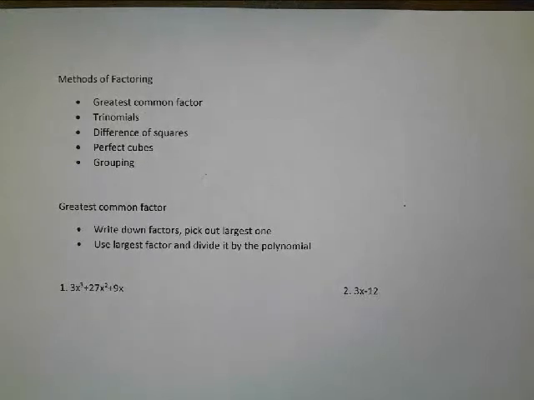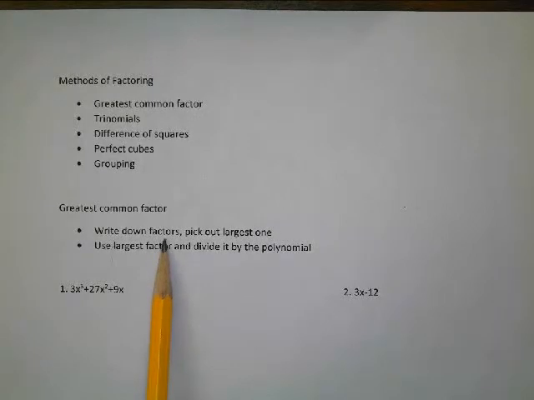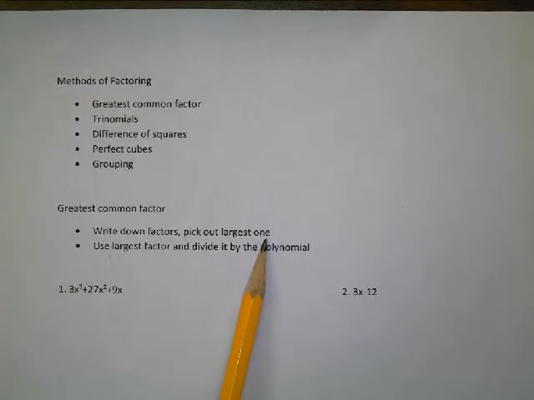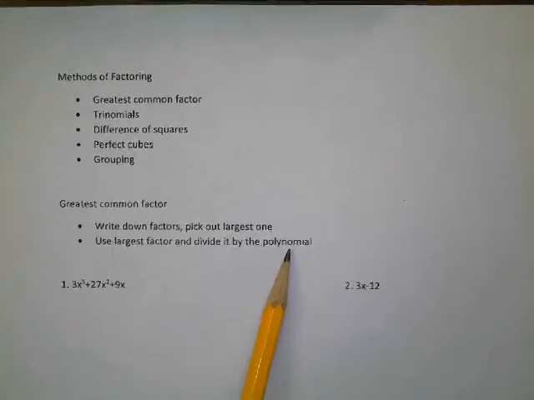Today we're going to talk about different methods of factoring. So the first method we have here is the greatest common factor. To do this, all you do is write down the factors of your numbers. You pick out the largest one that's common in between all of them, and then you use that largest factor and divide it by the polynomial that was given.